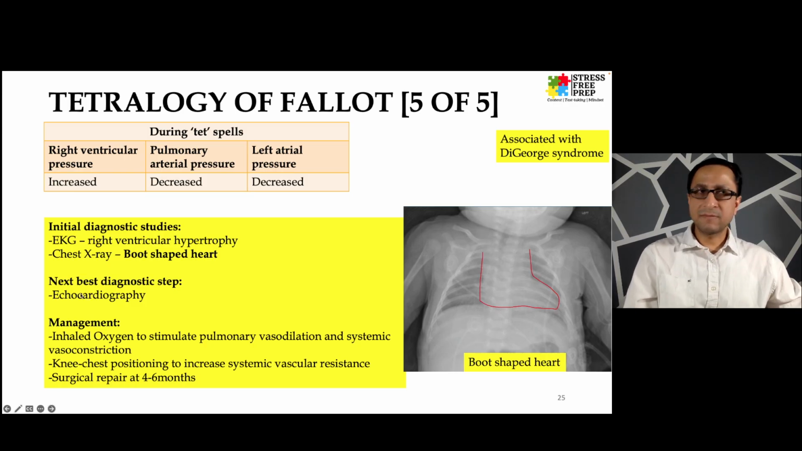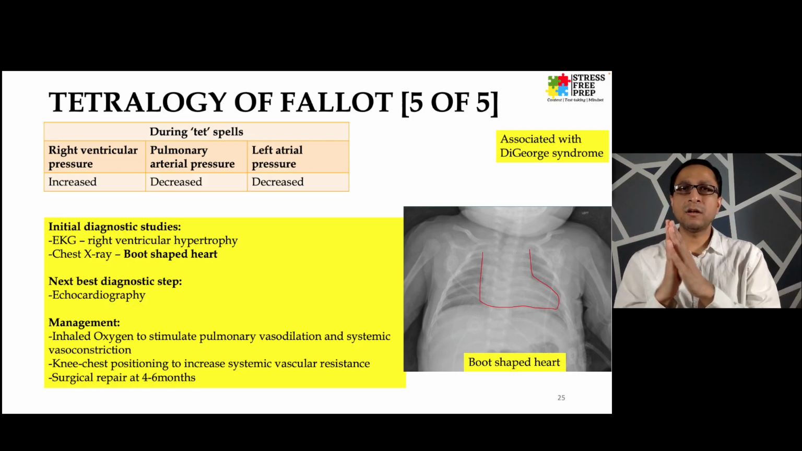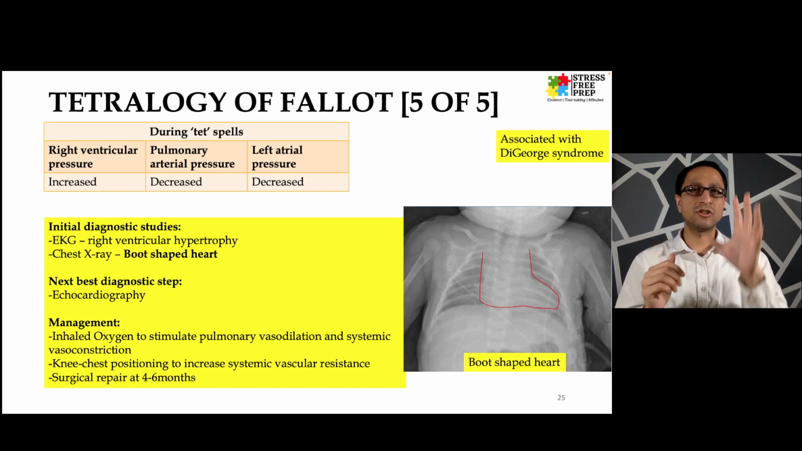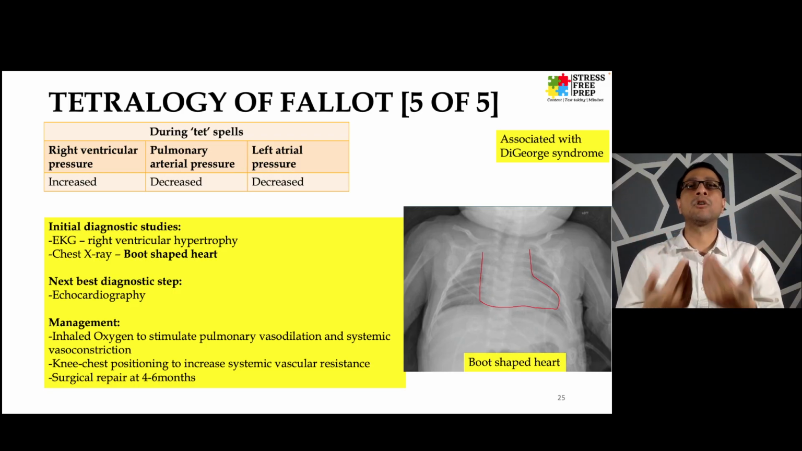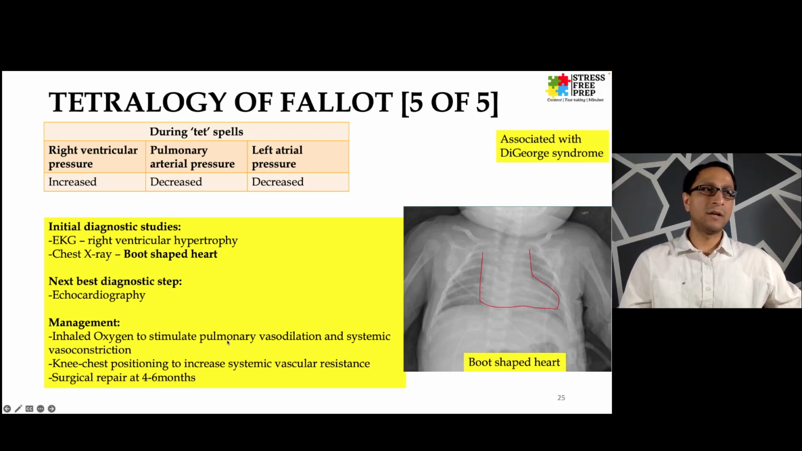The best diagnostic test with this one is an echocardiography, and management is we give them oxygen because the patient has cyanosis. And what the oxygen is doing is two things. The oxygen is stimulating pulmonary vasodilation, because hypoxia causes vasoconstriction in the lung blood vessels. So if we give them oxygen, we are reversing the hypoxia, which causes a vasodilation, meaning the blood vessels in the lungs can receive a lot more blood supply. So that's one very important mechanism of oxygen.